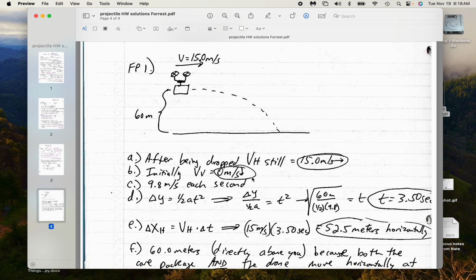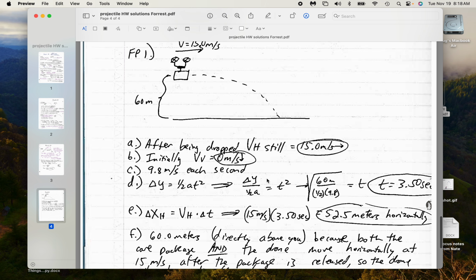15 meters per second was given as horizontal. Vertically, it's not moving at all, vertically, the instant it's dropped. What rate is the vertical speed changing? Well, that's 9.8 meters per second every second. The horizontal speed isn't changing at all. So then to figure out the time it's going to take to drop, if you know the drone is 60 meters above, again, we can rearrange this formula, solve for t, and that's about 3.5 seconds.